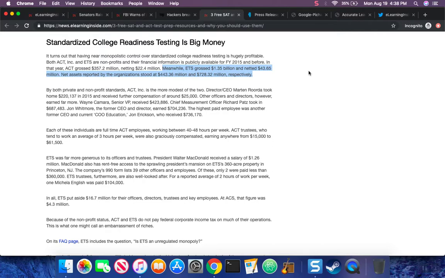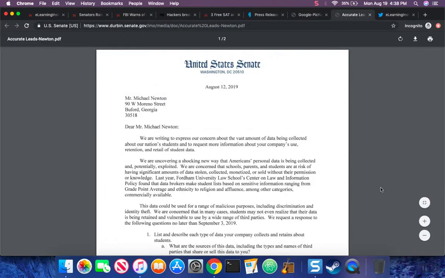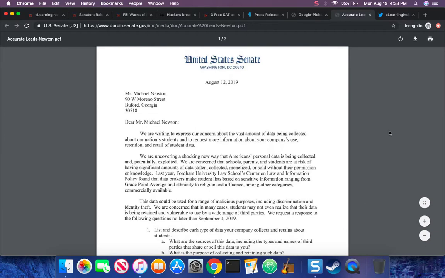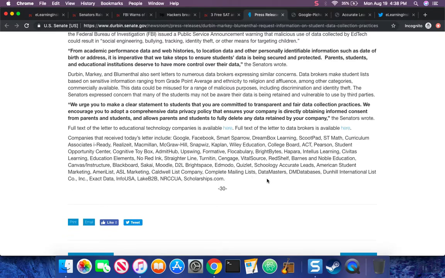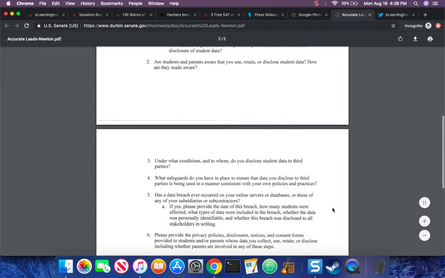Now, the senators sent a second letter to a smaller list of data brokers that deal specifically with education-related data. I'm just going to read a list of these. They include Accurate Leads, American Student Marketing, AmeriList, ASL Marketing, Caldwell List Company, Complete Mailing Lists, Data Masters, DM Databases, Dunhill International List Company, Exact Data, InfoUSA, Lake B2B, NRCCUA, and scholarships.com. The senators ask many similar questions of these data collection companies as the EdTech vendors.